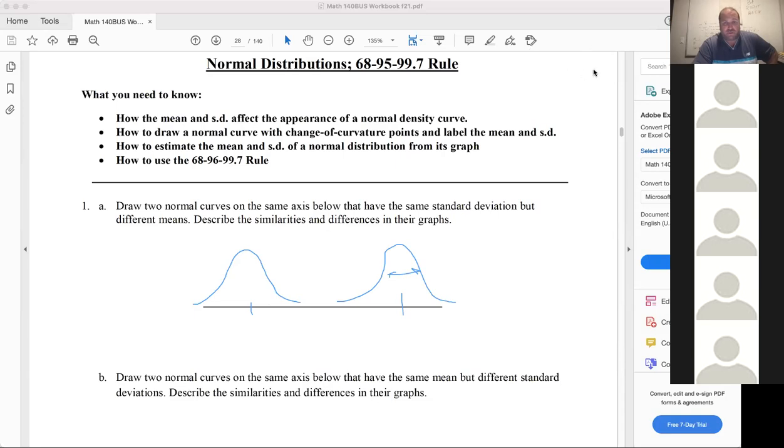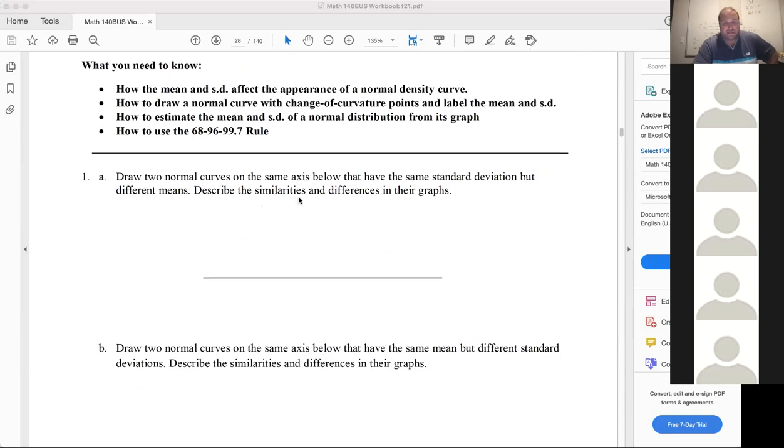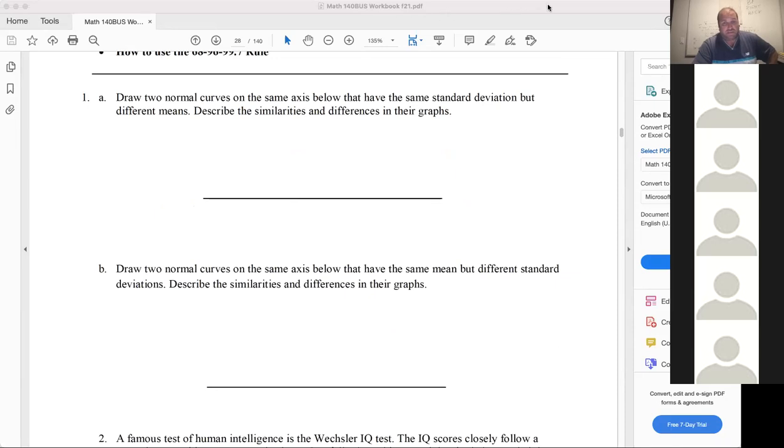Now it says draw 2 curves on the same axis that have the same mean, but different SDs. What would these look like? The midpoint will start at the same place. It just will be wider than the other. Wider and shallower. Okay, because remember, the area under the curve has to be 1. So if one of them is wider and there's more area on the left and right, it better be shallower to compensate. Does that make sense? Yes.